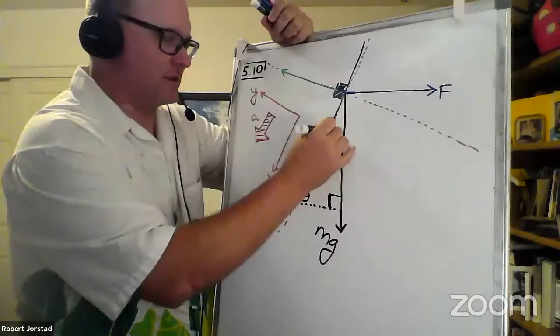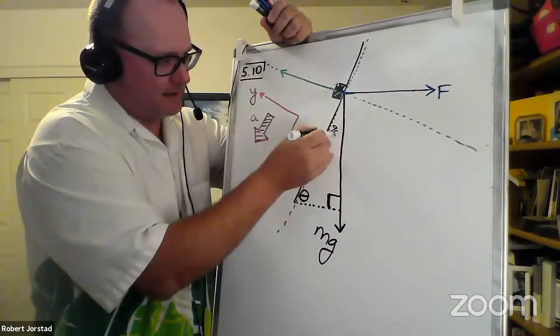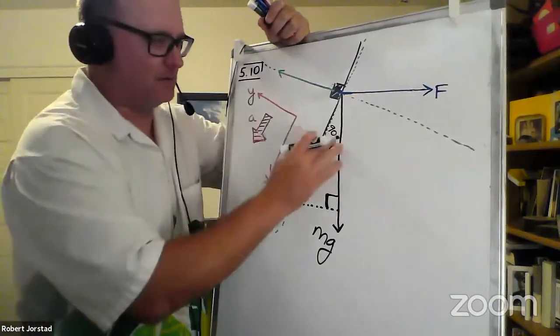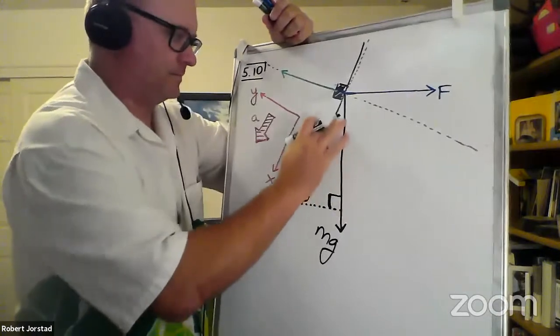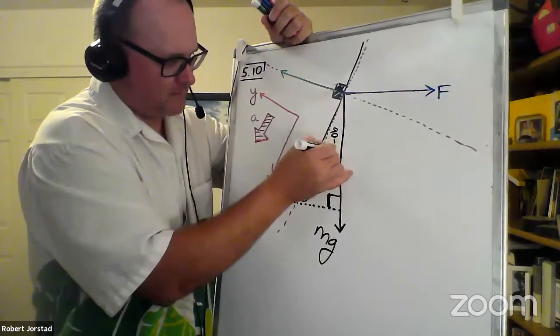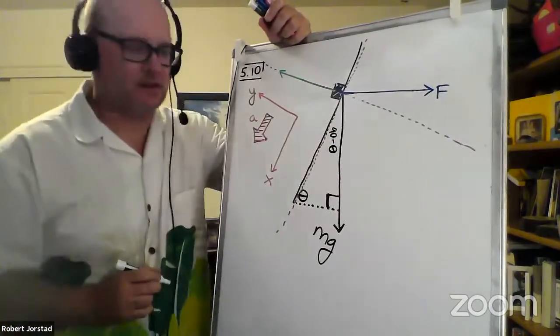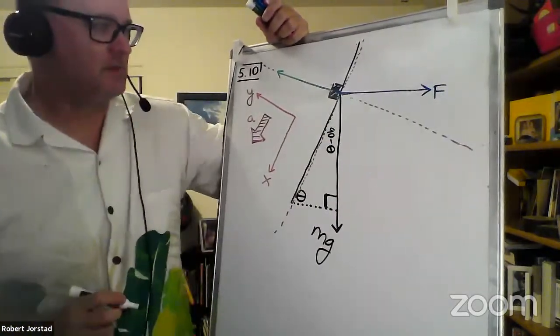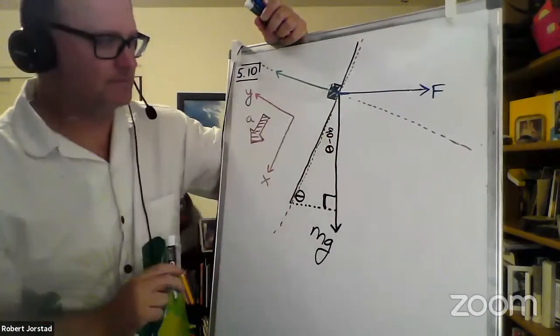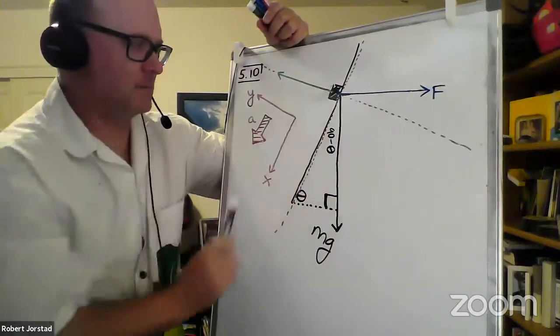Yeah, exactly. So this is 90 minus theta. Sorry, I couldn't squeeze it all in there. That looks terrible. How about I write it like that? It looks goofy, but whatever. Okay. So what's this angle? Well, that whole corner is 90. So that has to be theta then, right?